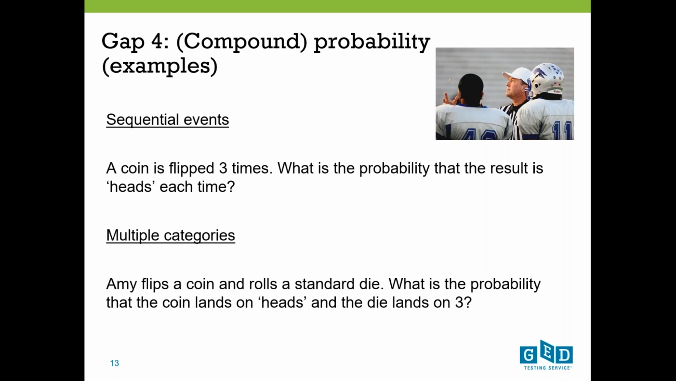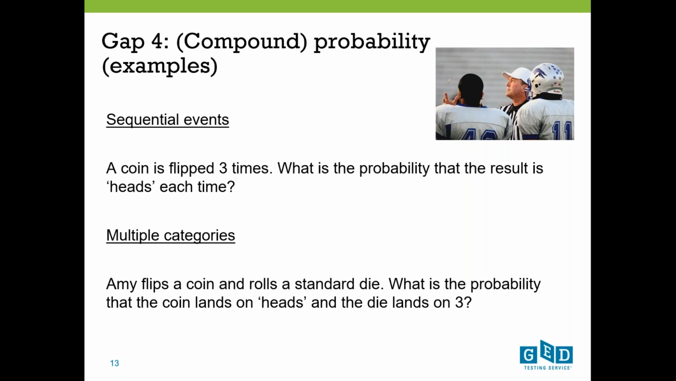Okay, here's the first 2 examples. The first one is sequential events. A coin is flipped 3 times. What's the probability that the result is heads each time? I'm not going to answer these, we didn't give multiple choice. That would have just made this presentation 3 times as long at least.